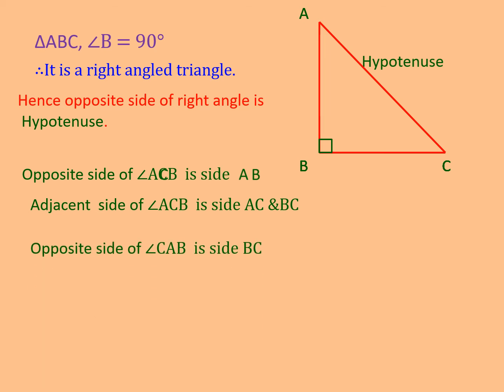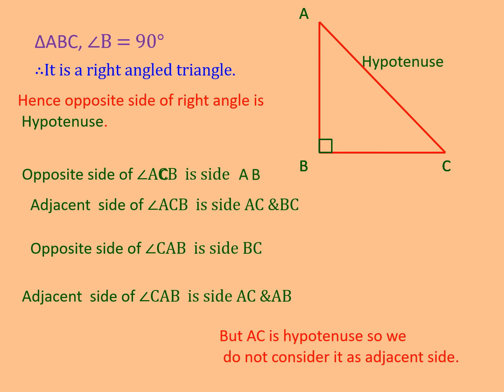Similarly, if I go to the other angle, that is angle A, from there we can find the opposite side as BC, and the adjacent sides as AC and AB, as you see in the diagram. But we have given the name hypotenuse to AC. So we do not consider it as an adjacent side. So the adjacent side of angle ACB will be only BC, and the adjacent side of angle CAB will be only AB. Why? You know the reason: AC is the hypotenuse, one name is already given to it, so we do not consider it.